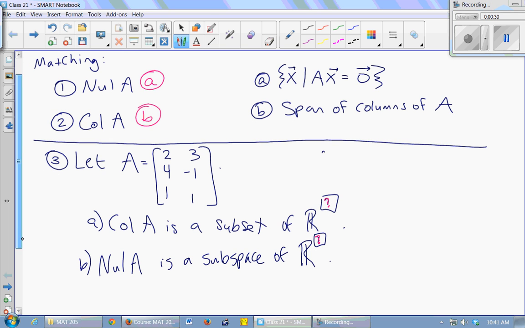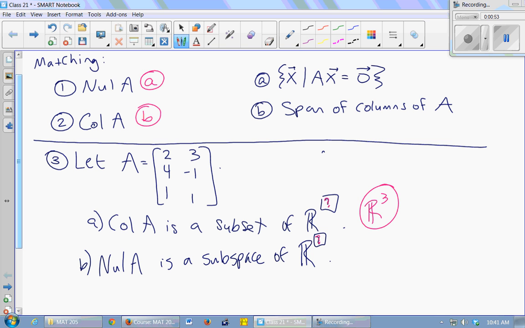All right, so the column space of A, if you know the definition, is linear combinations of the two columns. If you take a linear combination of these two, what space do you land in? R3. Any linear combination of these two vectors is going to be a 3-entry vector, so it's part of R3.